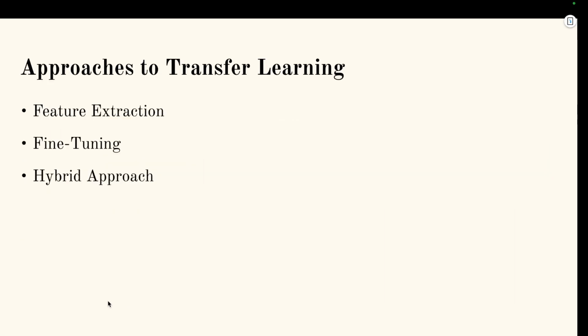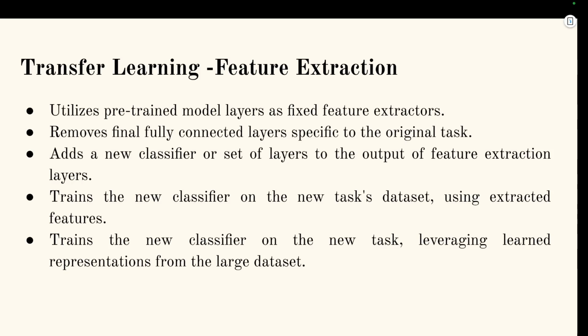So here, transfer learning allows the use of large and complex models without needing the resources for training. In transfer learning, there are two approaches. The first approach is called feature extraction, and the second approach is called fine tuning. We can also combine these approaches, which is called the hybrid approach. Now let us discuss the first approach, feature extraction.